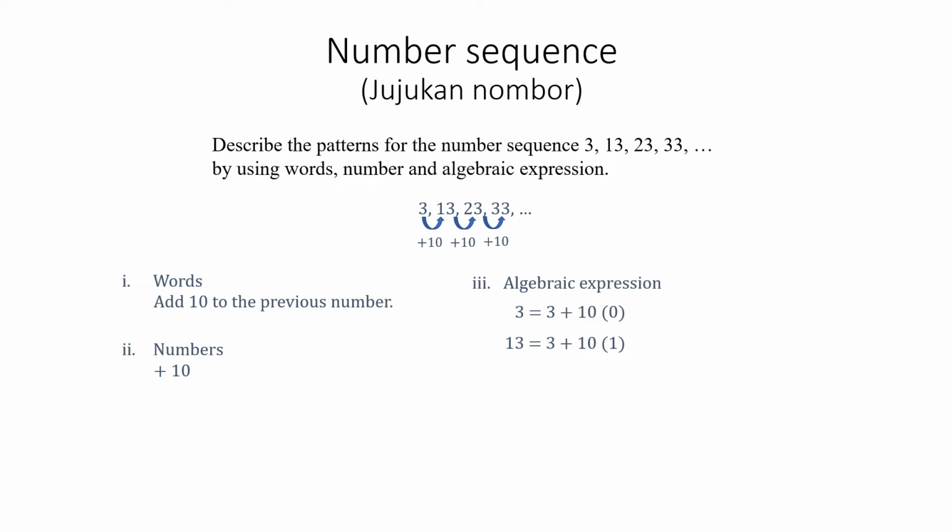And for the next term, 23, which is equal to 3 plus 2 times 10, so 10 times 2. And for 33, which is 3 plus 3 times 10, which is 10 times 3. So you can get an algebraic expression 3 plus 10n, where n is equal to 0, 1, 2, 3, and so on.